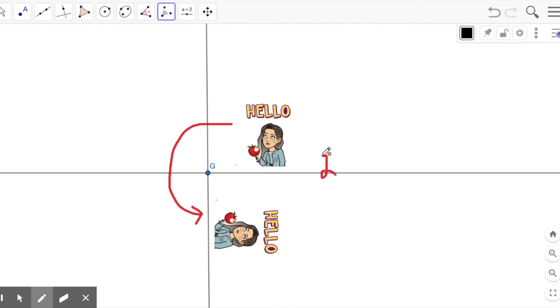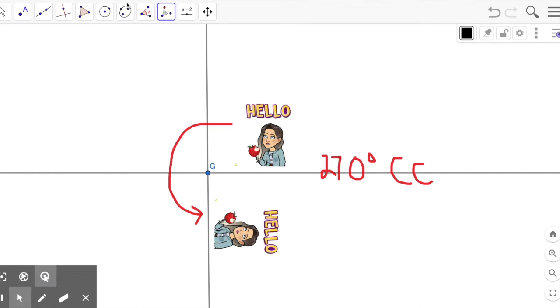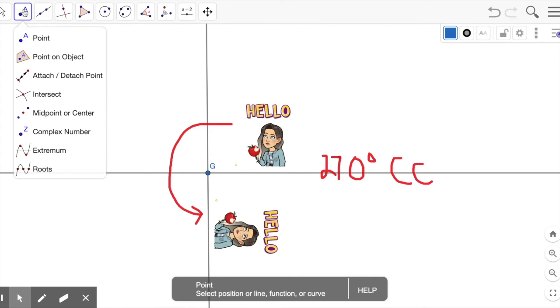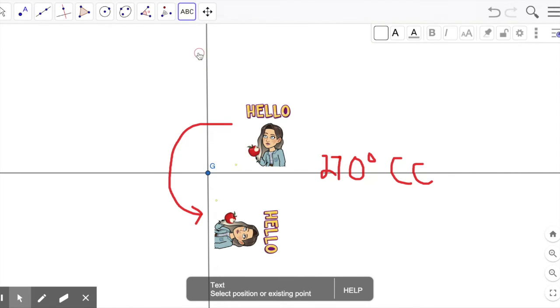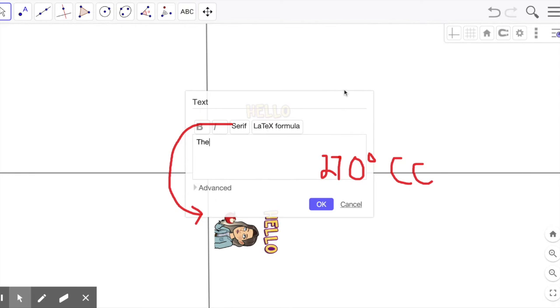Okay, so when you go 270 degrees counterclockwise, you end up in the same position. So I'm going to use CC for counterclockwise. Okay. So, like I said, when we move 90 degrees clockwise, it puts it in the same position as 270 degrees counterclockwise. And I'm just going to type that here for you. Same position.